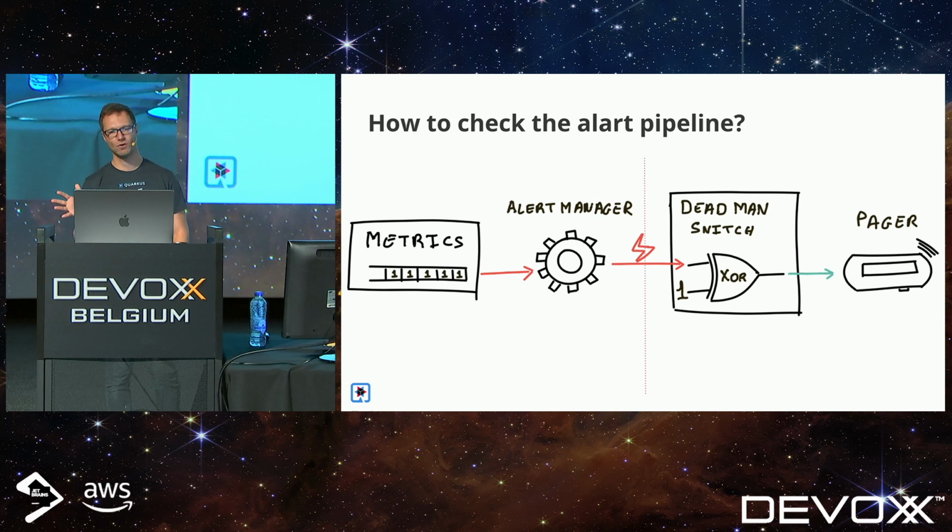But if I stop receiving the alerts, I need to tell somebody, hey, you're getting blind here. Maybe you should look at something. Okay? So that's an important part of your system.